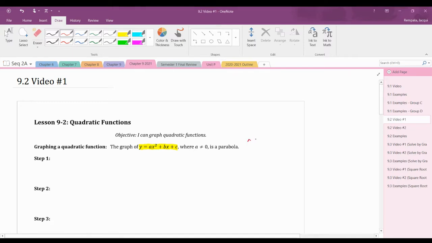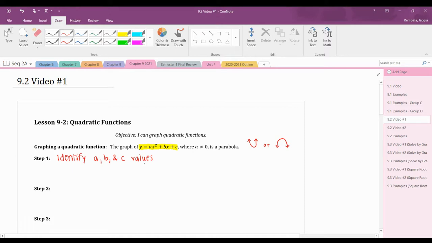So we should always have graphs that end up looking like one of these two things. If we don't have that, we know that we made a mistake somewhere. So let's talk about the steps for graphing a parabola. First step is that we always want to identify the A, B, and C values. Okay, so once again, that comes from the y equals ax squared plus bx plus c.